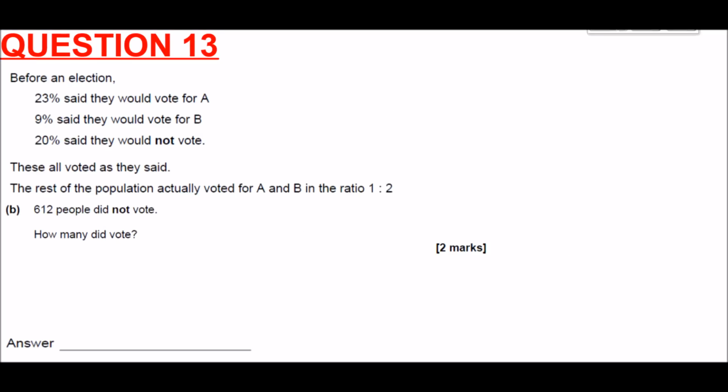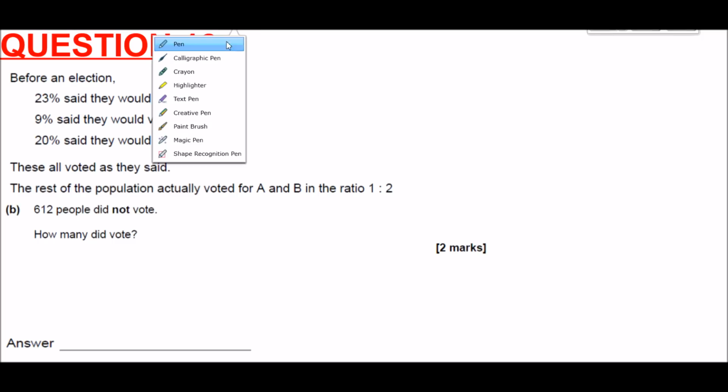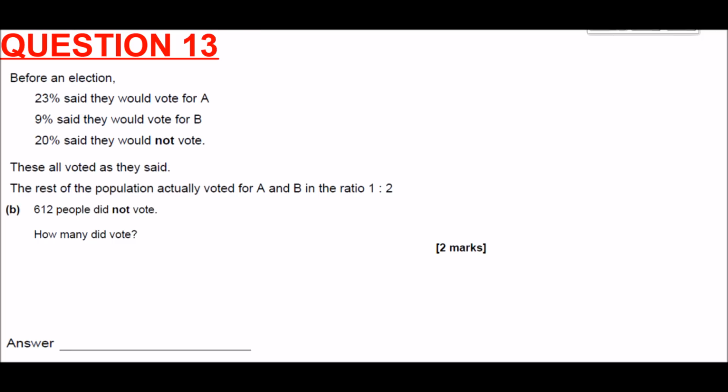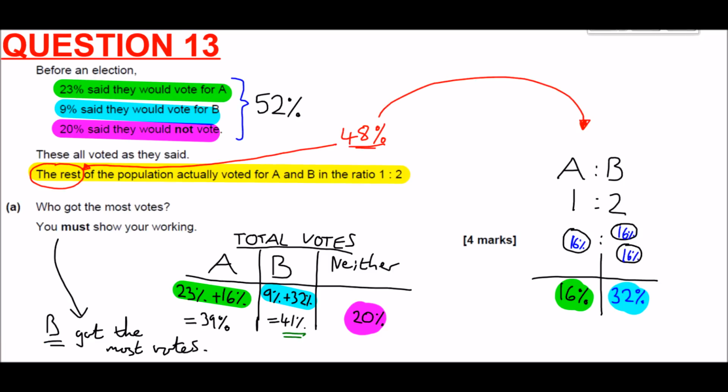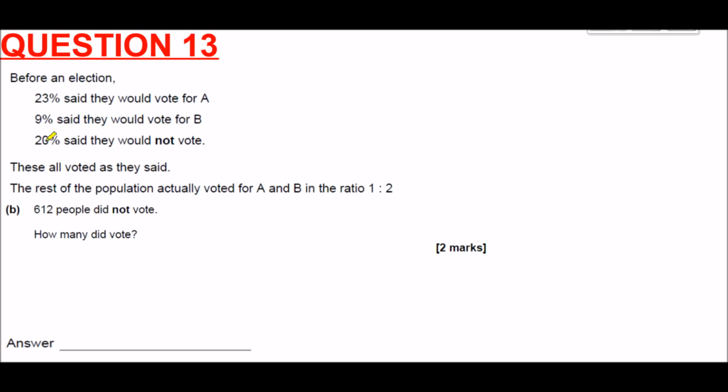Moving on to part B, we're told that 612 people didn't vote. So it says how many people did vote. So let's have a look at this. Just going back to part A, 20% said they wouldn't vote. So 20% of people didn't vote, and we're told that the people that did not vote was 612 people.